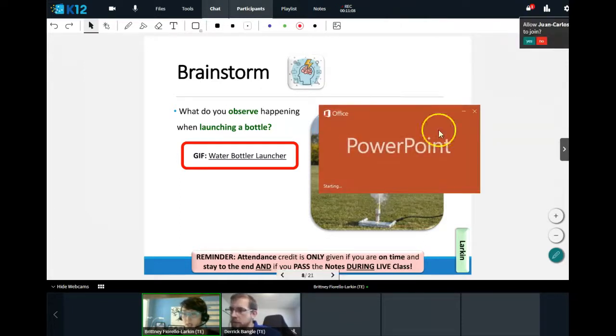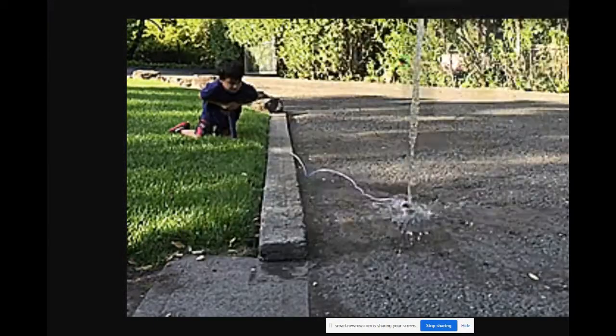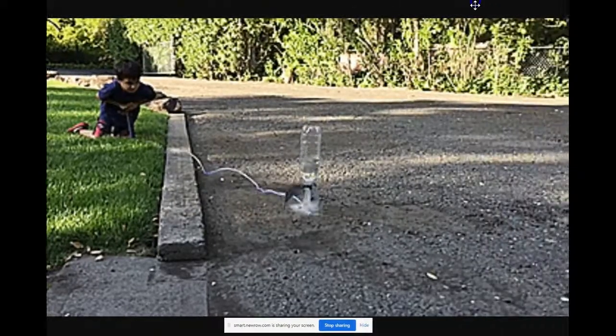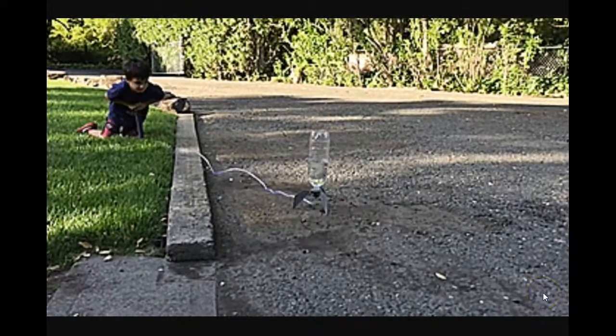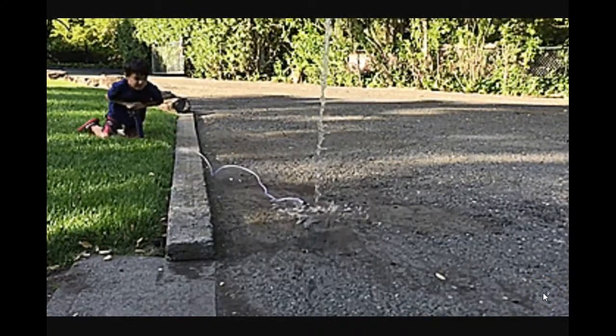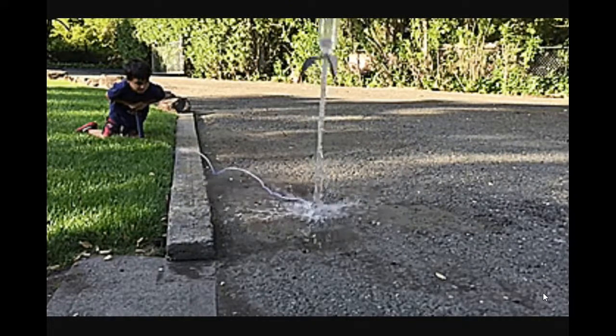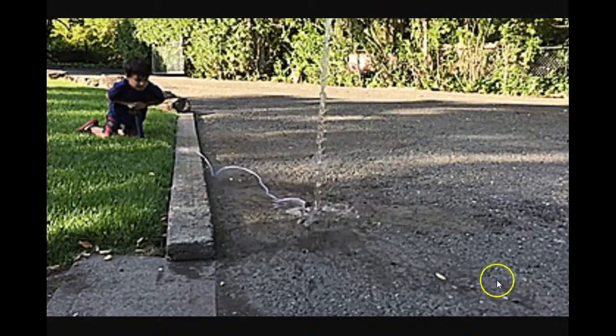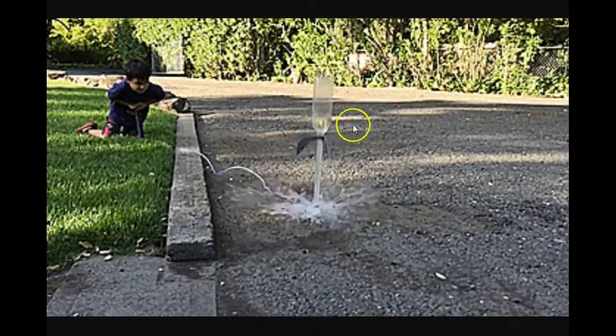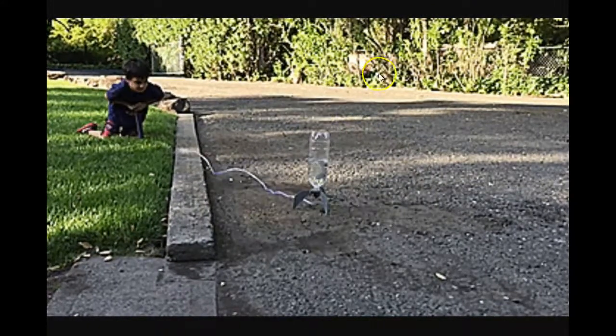Give me one moment. Go ahead and tell me up in the chat, what do you notice is happening here? What do you observe is happening here? Okay, what is moving up though? Right, so I know there's something that's moving up. I see Amari with an answer in the chat. Mallory in the chat. Yeah, so we can see that our bottle specifically is moving up, right? So that is being launched upwards.